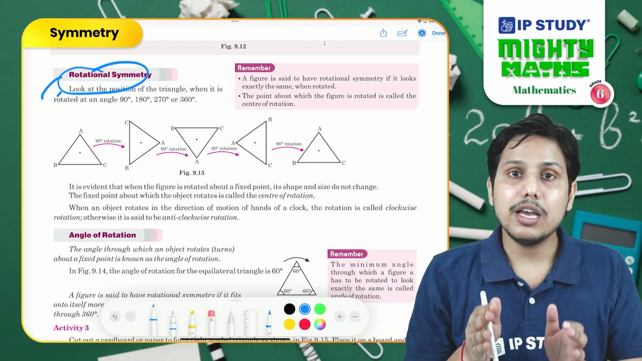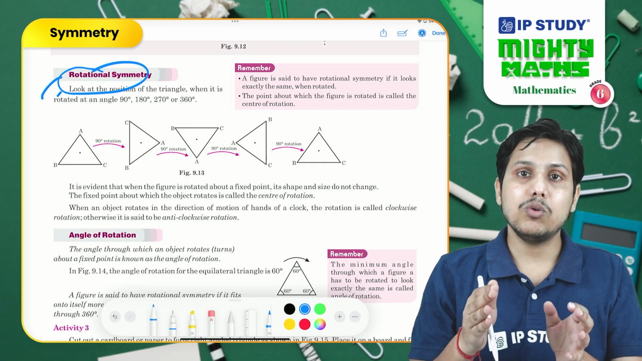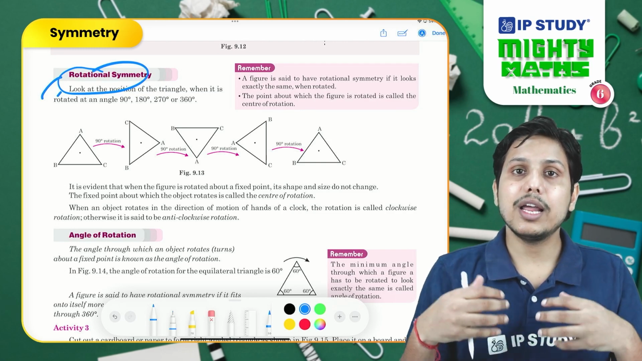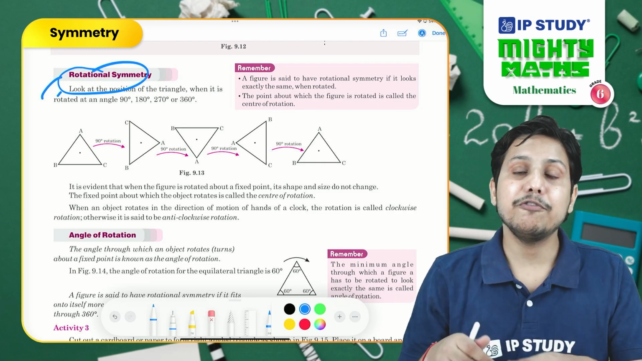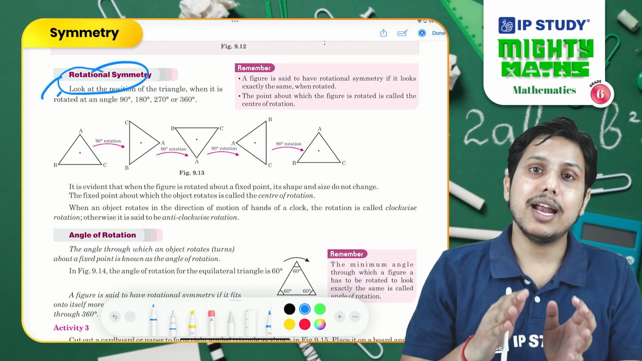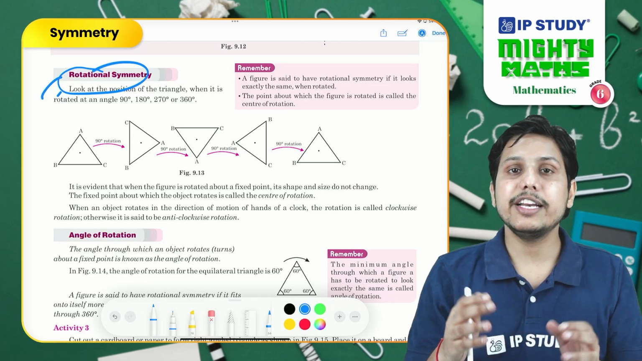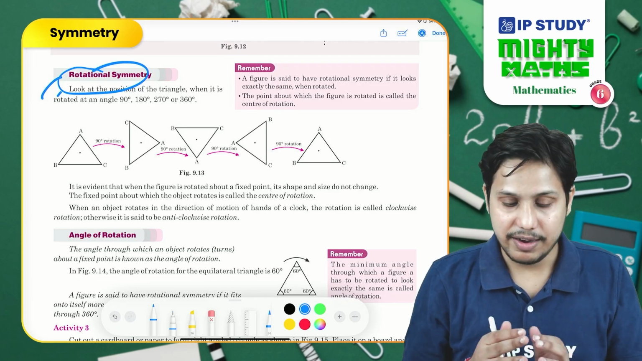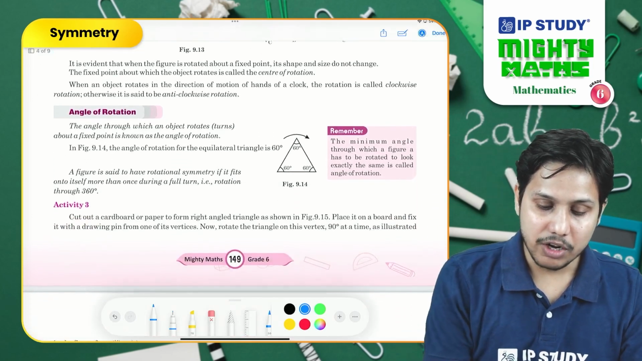So basically, rotational symmetry discusses a figure looking exactly like a copy of itself when rotated about 360 degrees. It can happen at 60 degrees or 80 degrees or 100 degrees, depending upon the figure that we have taken. Now, what is the angle of rotation?